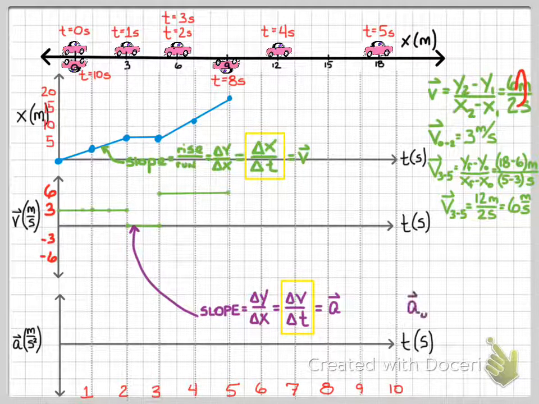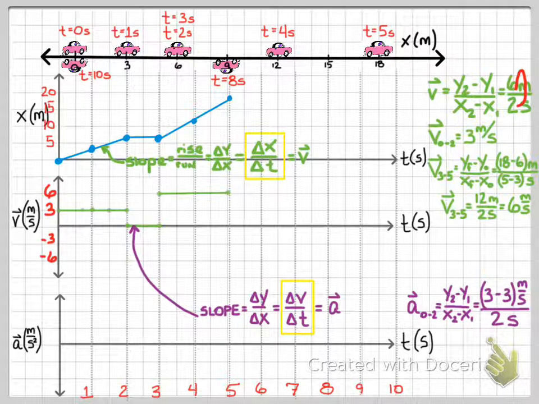The slope of the velocity versus time graph, by definition, is acceleration. It describes the rate of change of your velocity. So we can go ahead and calculate that, although you probably will recognize that the slope of a horizontal line is 0. In this case, if I do it formally, I get the change in y over the change in x. In this case, my change in y is 0, 3 minus 3, and my change in x is 2 seconds for that particular time interval.